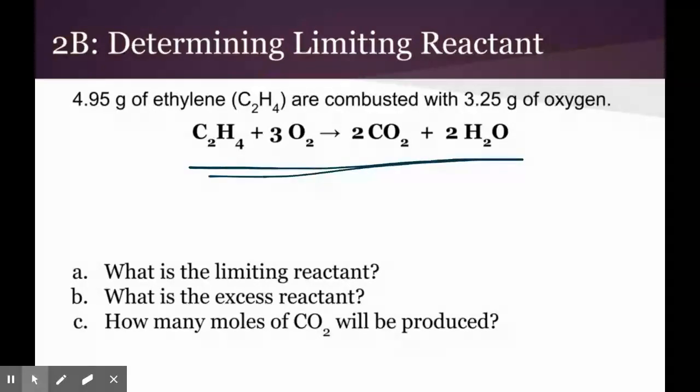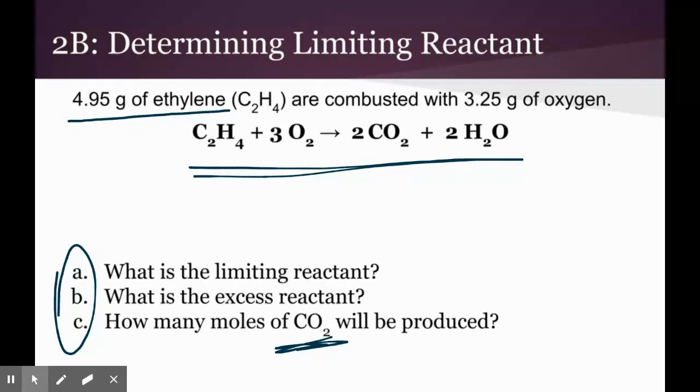Example problem number 3 says 4.95 grams of ethylene are combusted with 3.25 grams of oxygen, and here's our balanced equation. Same 3 problems again. We want to find out what the limiting reactant is, what the excess reactant is, and how many moles of CO2 will be produced. So we're going to do one calculation from 4.95 grams of ethylene to moles of CO2. And our second calculation is going to be from 3.25 grams of oxygen to moles of CO2.